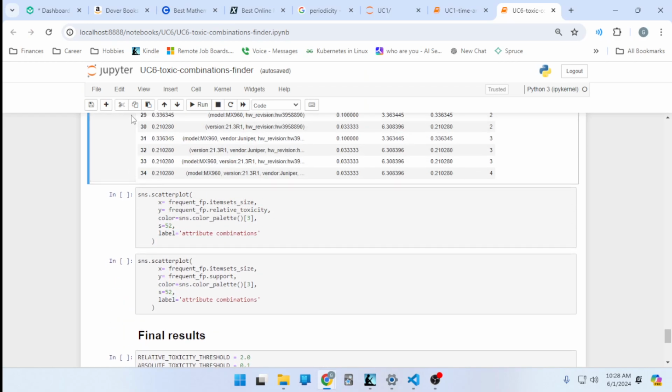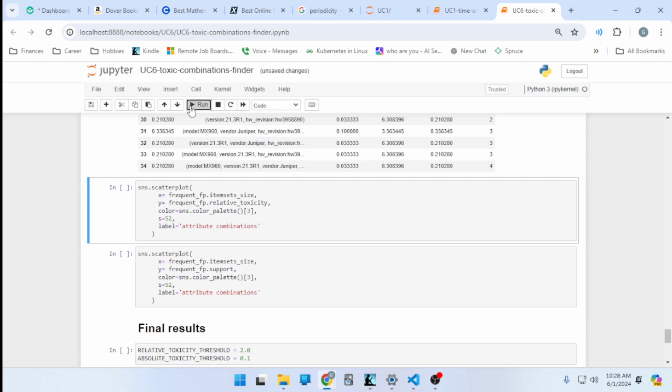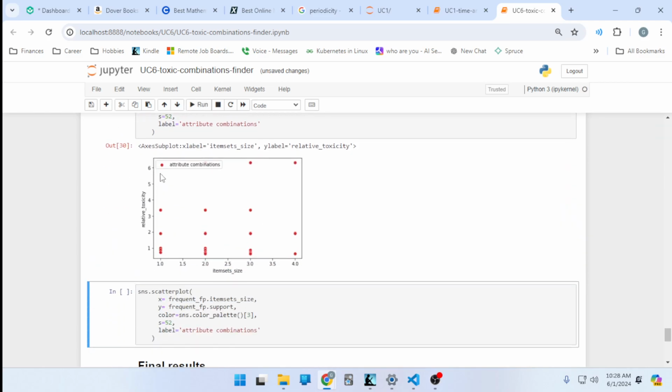All right, so let's see. So let's get down to the graph. I think this is where we're at.